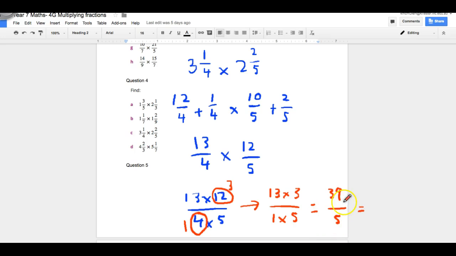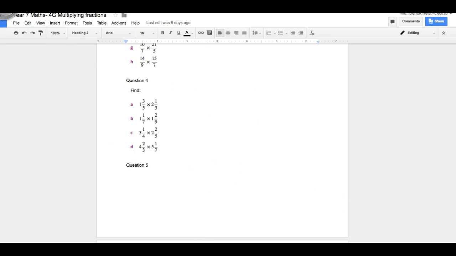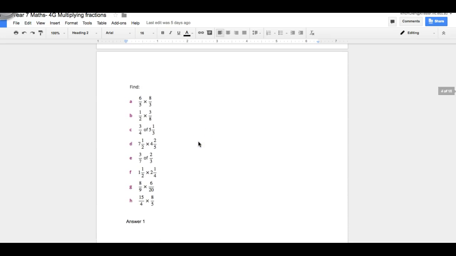How many times does 5 go into 39? It goes in 7 times, and we have 4 remaining. Okay, so they're quite difficult. So if you are having a bit of trouble, make sure you see me if you need some help.